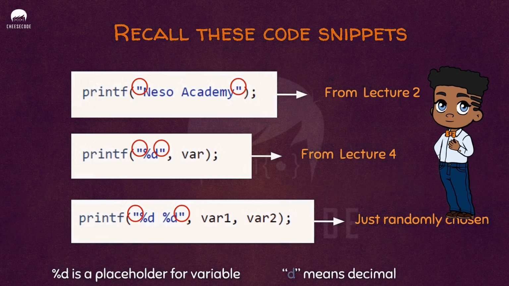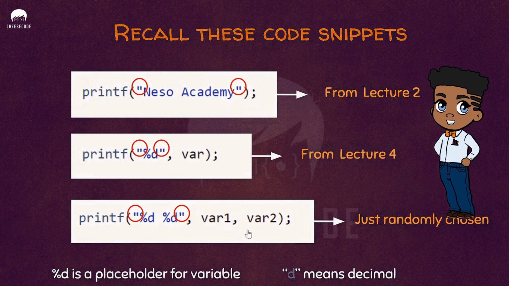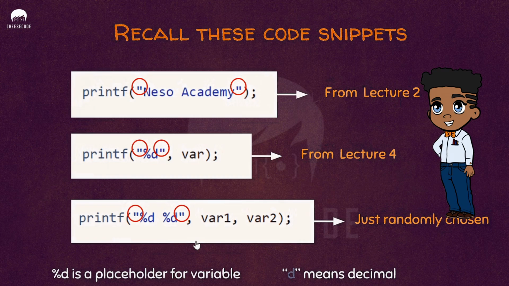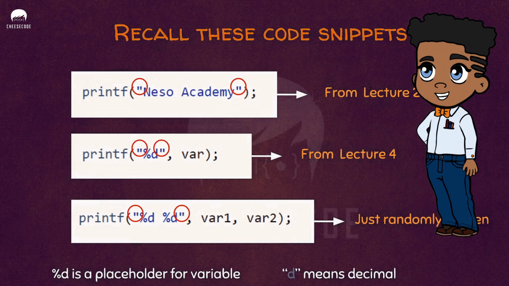If you observe the third code, inside the double quotes you have two %ds. And in between there is a blank, you can see, right? After that you have two variables, var1 and var2. The first %d takes the first variable, var1, and the second %d takes the second variable, var2. Suppose var1 has value equal to 3 and var2 has value equal to 4, then you can predict what is going to be the output for this printf statement.